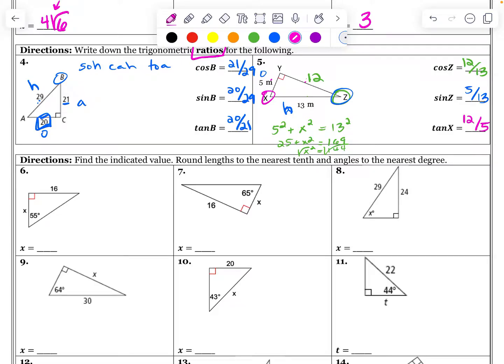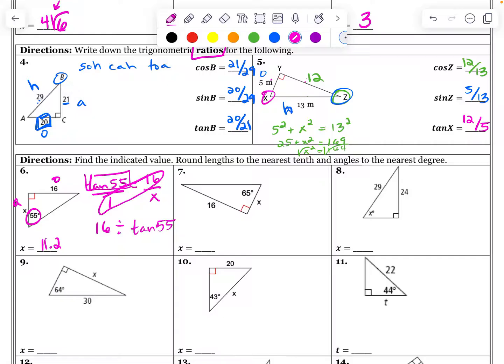Find the indicated value, round lengths to the nearest tenths, and angles to the nearest degree. All right, so I'm looking for a length here. I have an angle, and I've got an opposite and an adjacent. So that is tan 55 equals 16 over x. Remember, when you're cross multiplying, there's an invisible 1 under here. Your easiest bet, 1 times 16 divided by the tangent of 55. So 16 divided by the tangent of 55 gives me 11.2.